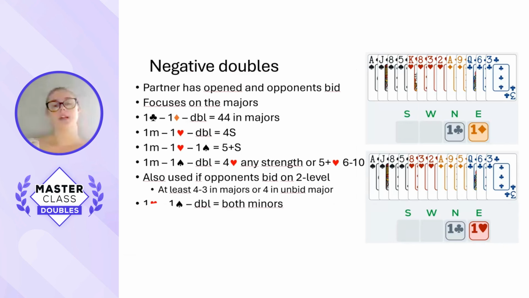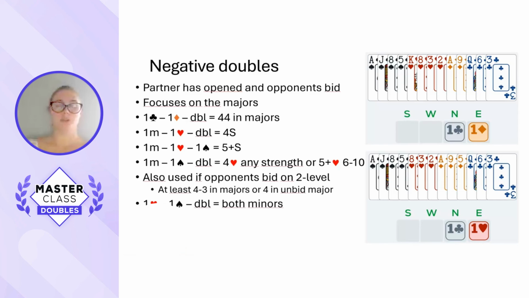So that was takeout doubles from the opening, or if the opponent's open, then we make a takeout double. But now we're going to look at negative doubles, which is when our partner has opened and opponents are bidding. And typically these negative doubles are focusing on the majors. So we have a few different situations where we want to differentiate between doubling and bidding.